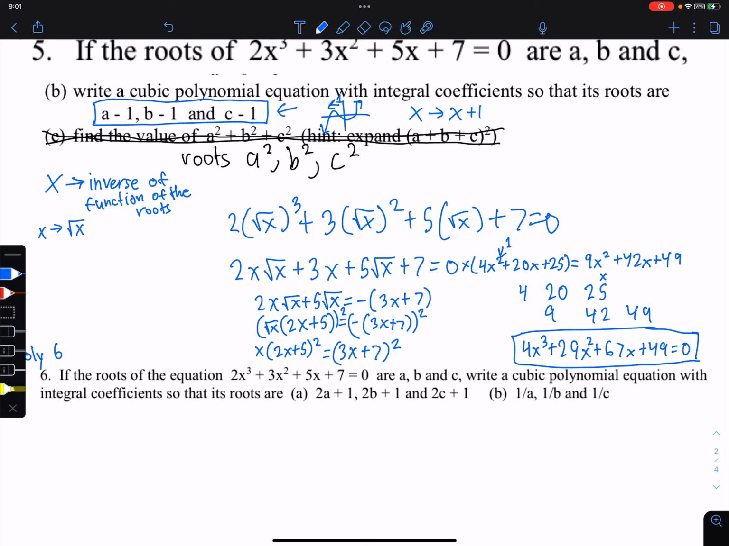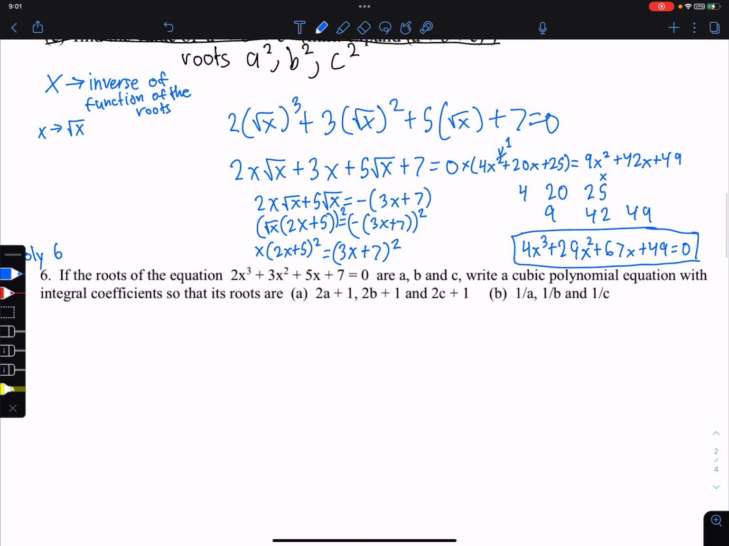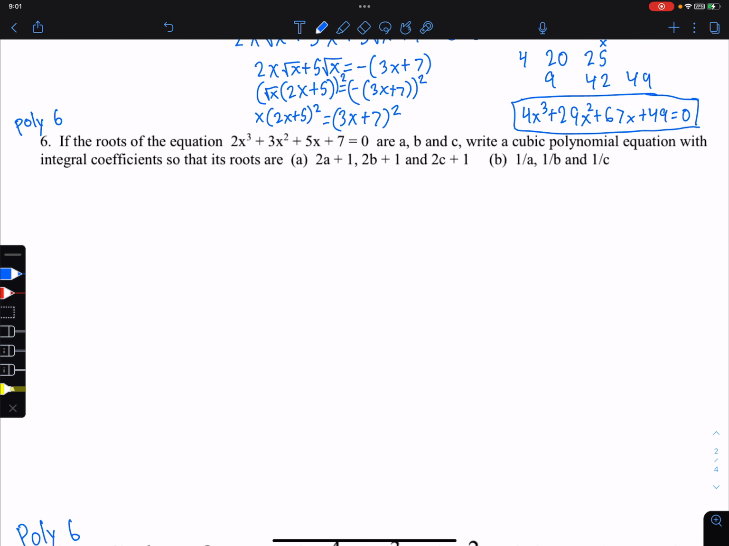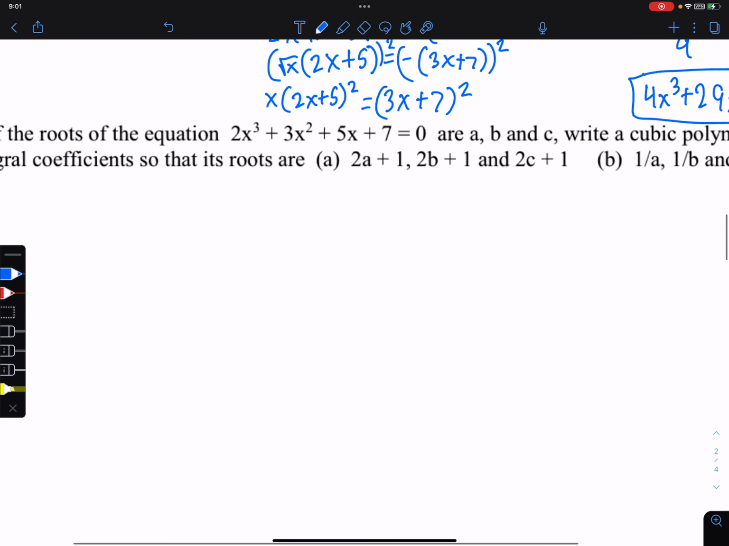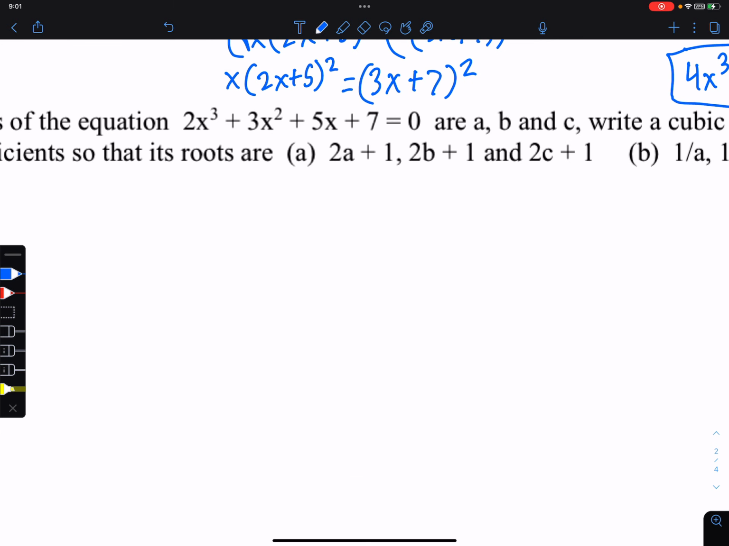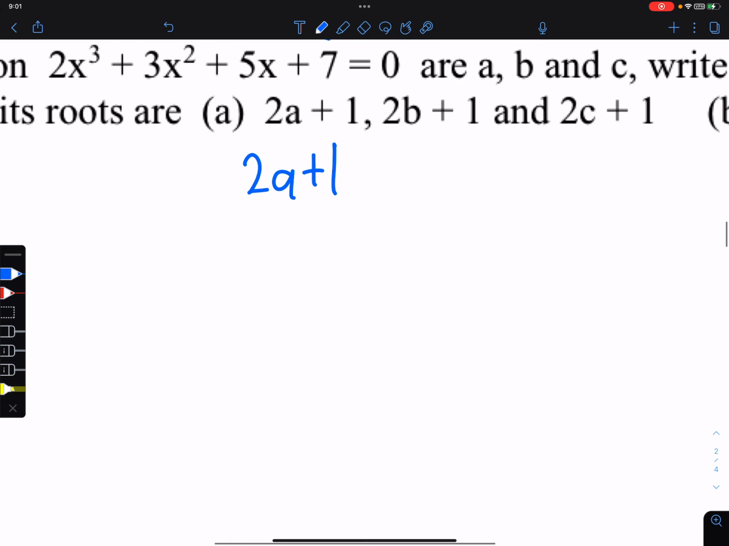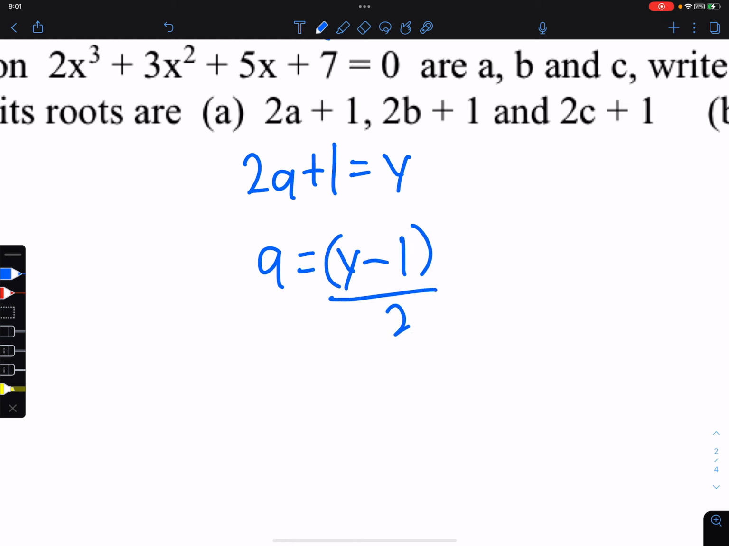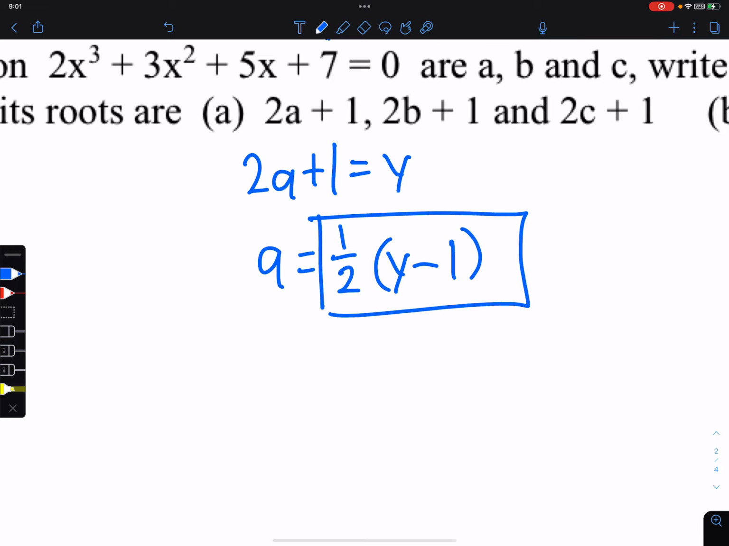I think the most he's going to do is a squared, b squared, and c squared as the cube root, as a cubed, b cubed, c cubed. That would be messy. But you still could do it. More examples. Okay, 2a plus 1. 2a plus 1 is equal to y. And then if we isolate a, we should get the inverse of function. So a is y minus 1 times 1/2, right? So 1/2. And yeah, 1/2 y minus 1.